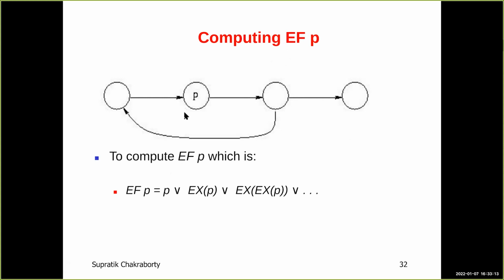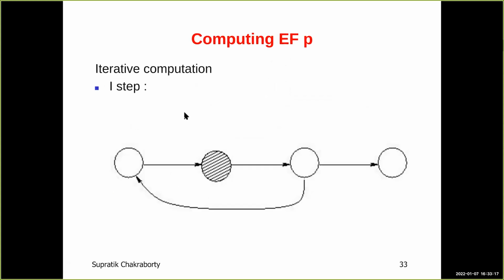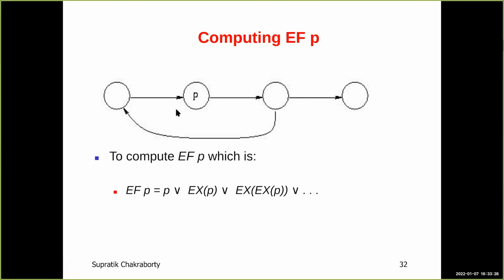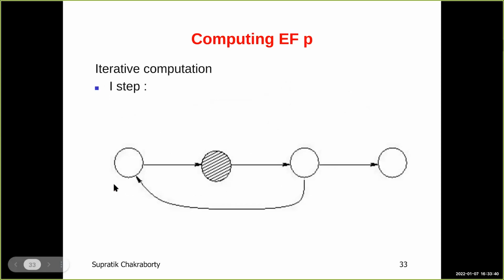So first I'll mark the state which already has P in it. That definitely satisfies EFP. Then I'll say that all states which can reach this marked state in one step also satisfy EFP, because in one step I can reach a state that satisfies EFP. And if in one step I can reach a state which already satisfies EFP, then that will also be marked EFP, right? So I'll basically continue this.